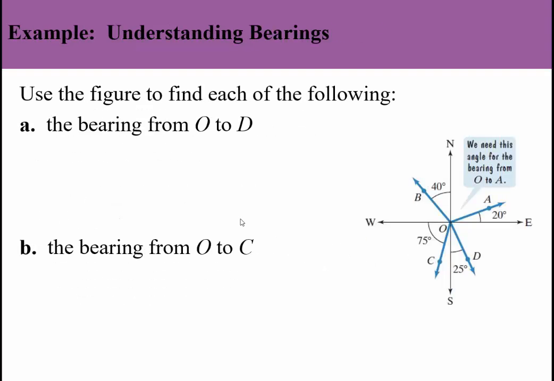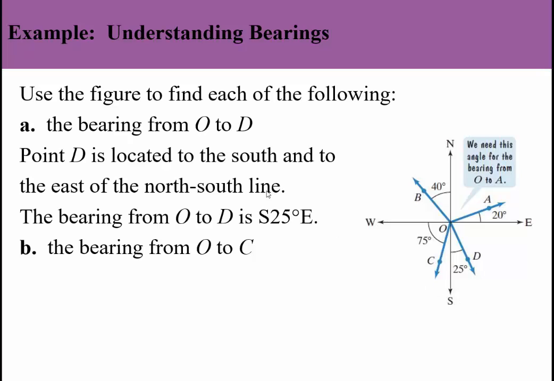Let's try one ourselves. Think about this one, the bearing from O to D right here. So here's the picture. Instructors love to put these types of problems on the test. Think about it a second. Now, point D is located to the south and to the east of the north-south line. So the bearing from O to D, did you get this one, is south 25 degrees east.